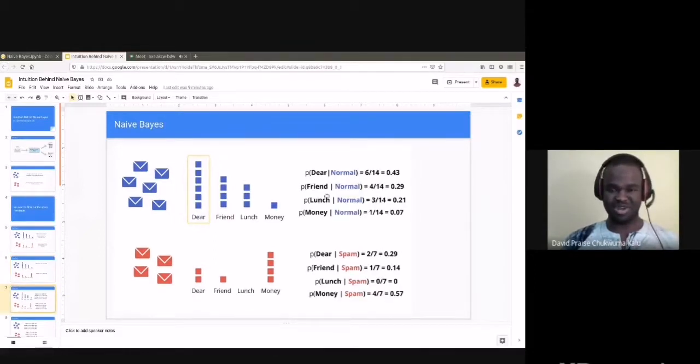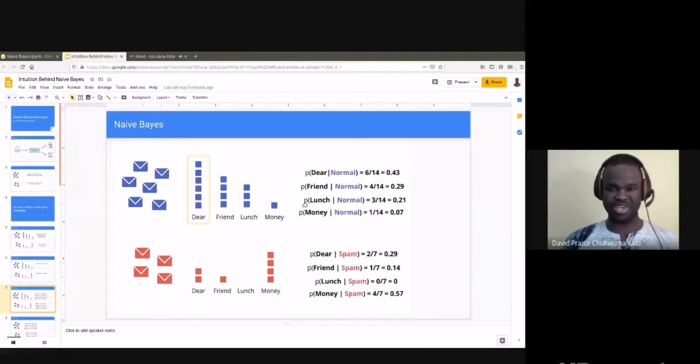And what I just did was calculate, for example, the probability that we got the word friend given that it's from a normal message. So that's 1, 2, 3, 4. 4 divided by the total word count, which is 8 plus 6, plus 4, that's 10, plus 3, plus 1, that's 14. That's how we got that.